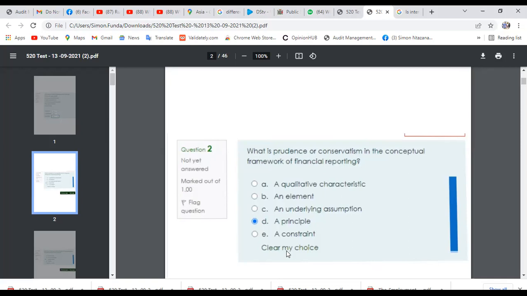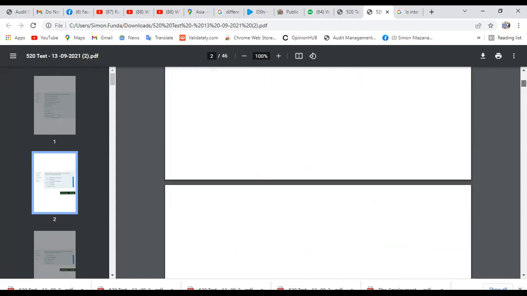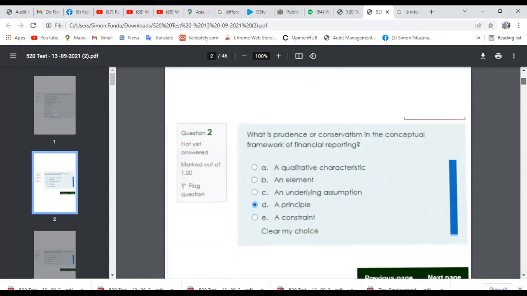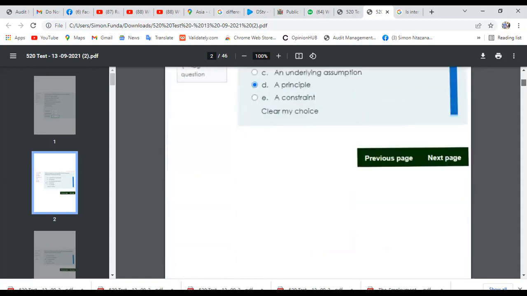So these are prudence, matching concept, all those. They are what we call concepts. I mean, they are all what we call principles in accounting. Okay, so these are theories that we just need to get acquainted with. So we can go to the next question.